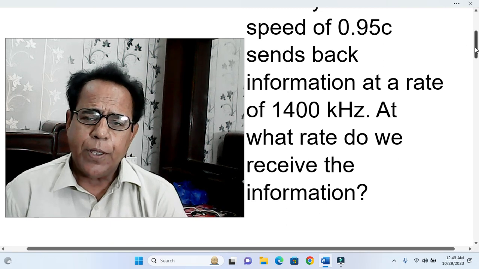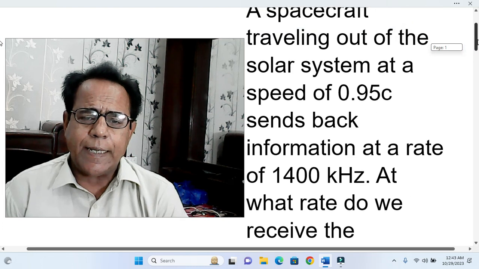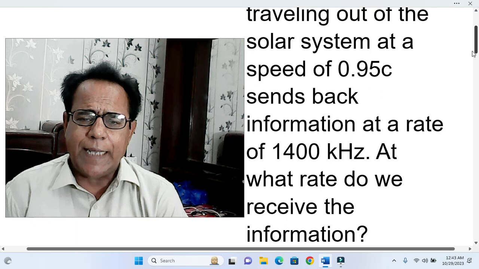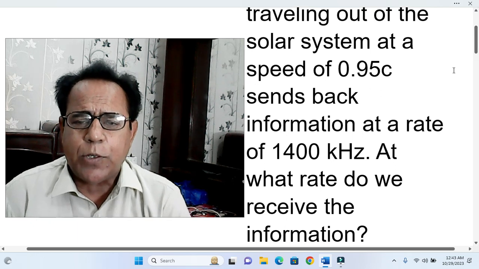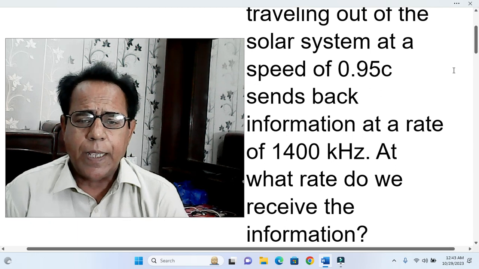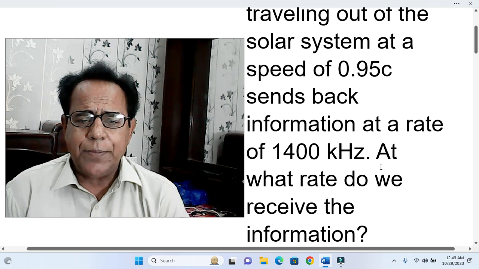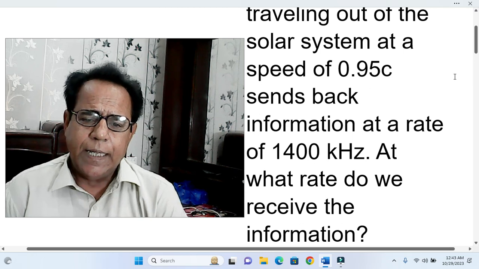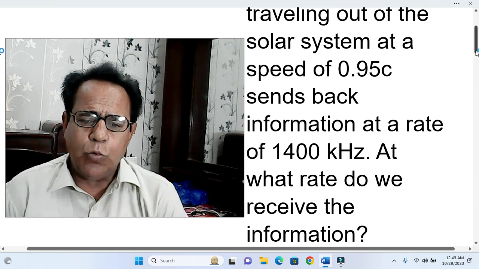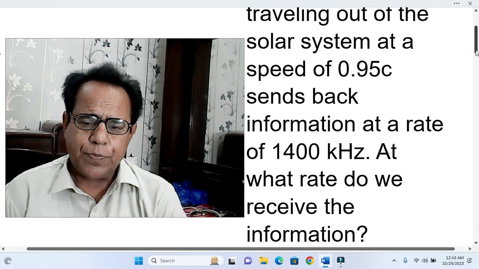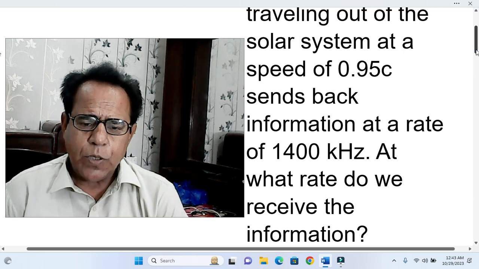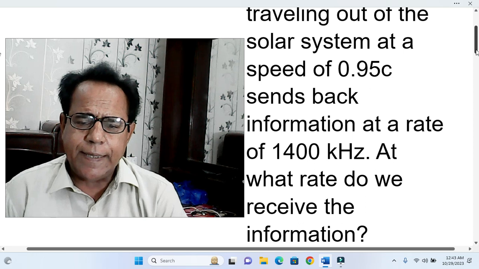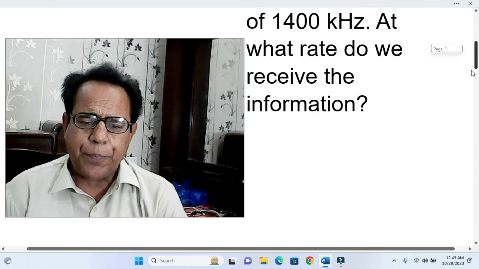Two things are given. Speed 0.95 c, that is to say 95% of the speed of light, and the other, frequency, is given, 1400 kilohertz, and we have to find out the rate at which we receive the information.